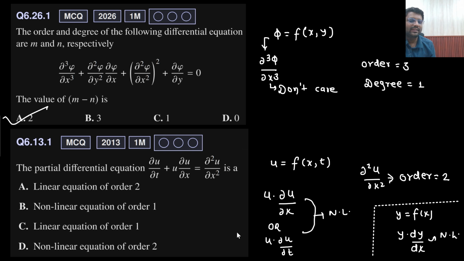So, u del u by del x, that is a problem for me. That means it is a non-linear equation of order 2. Job done. Just remember who creates the problem. Sir, u del u creates the problem. That means it is non-linear.